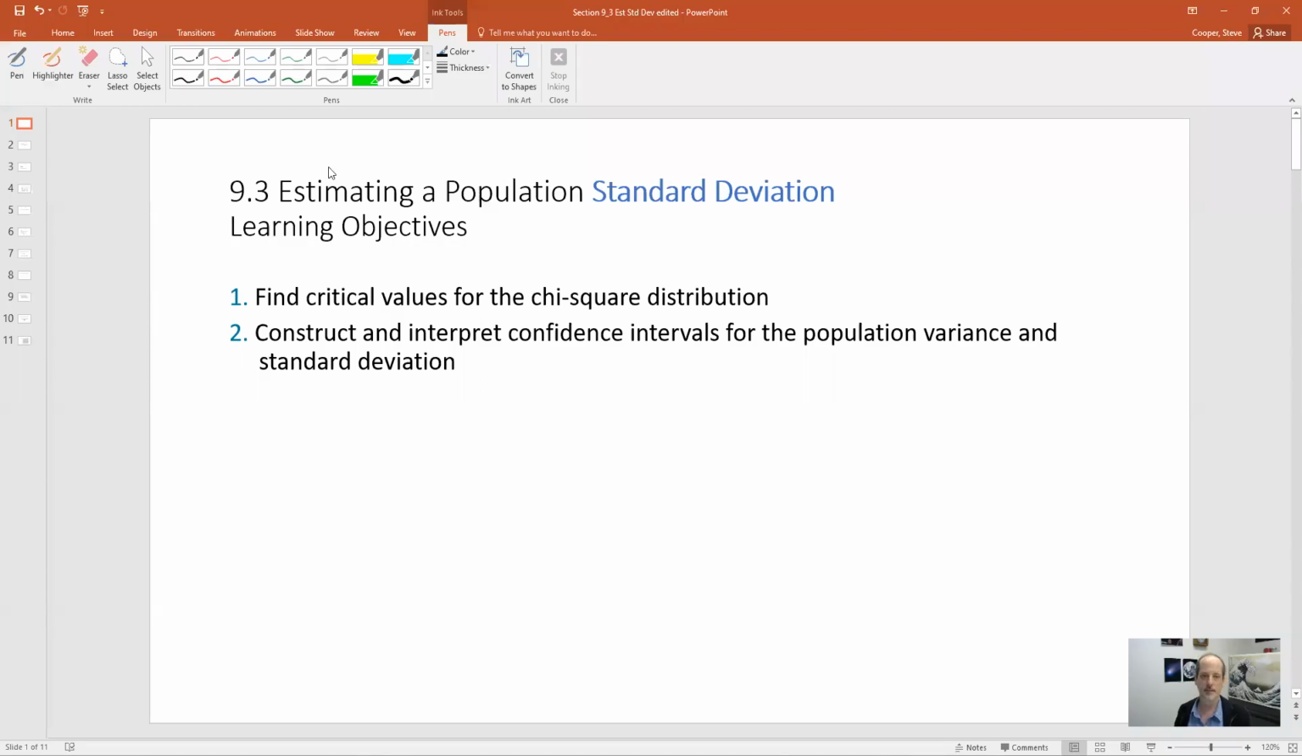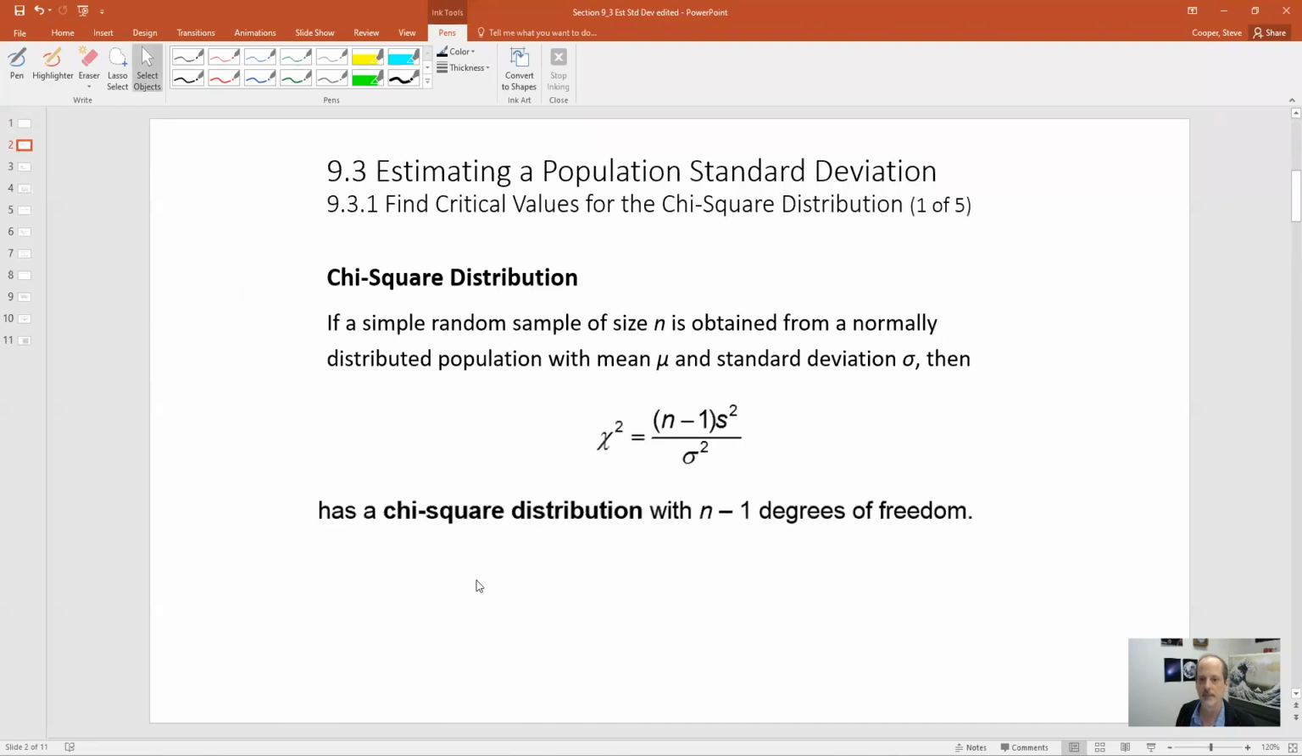Okay, so we'll go ahead and get started on the slides here. And again, this time we're estimating standard deviation. And as I just described, it uses the chi-square distribution. That distribution is not symmetrical, so we won't be able to add and subtract some margin of error. Instead, we'll directly calculate the bounds.